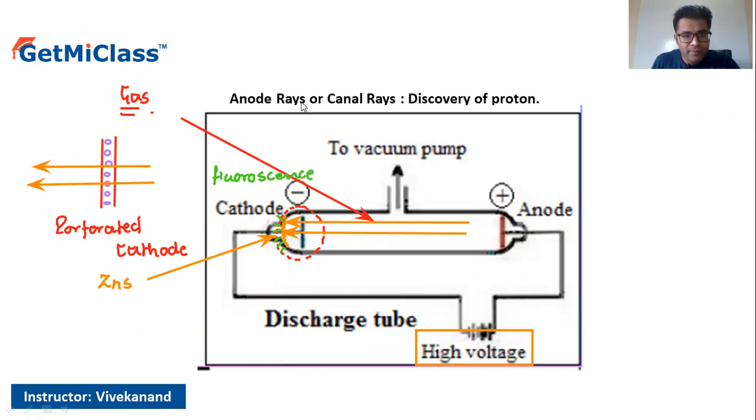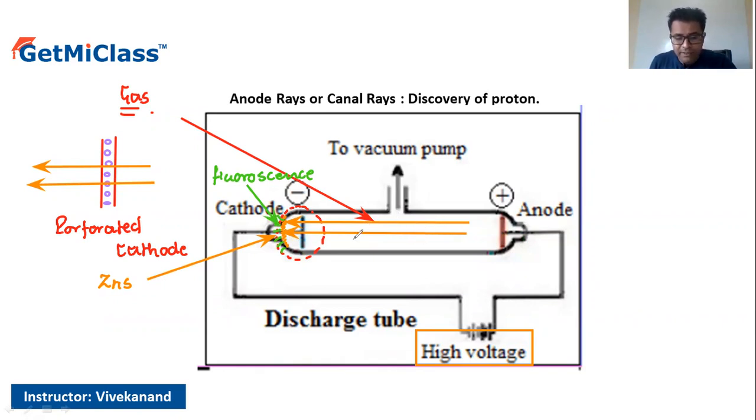The fluorescence took place when the rays struck the wall just behind the cathode. These rays are called anode rays because they are emitted from the region near the anode. The important thing to note is that these rays are not emitted from the anode itself.